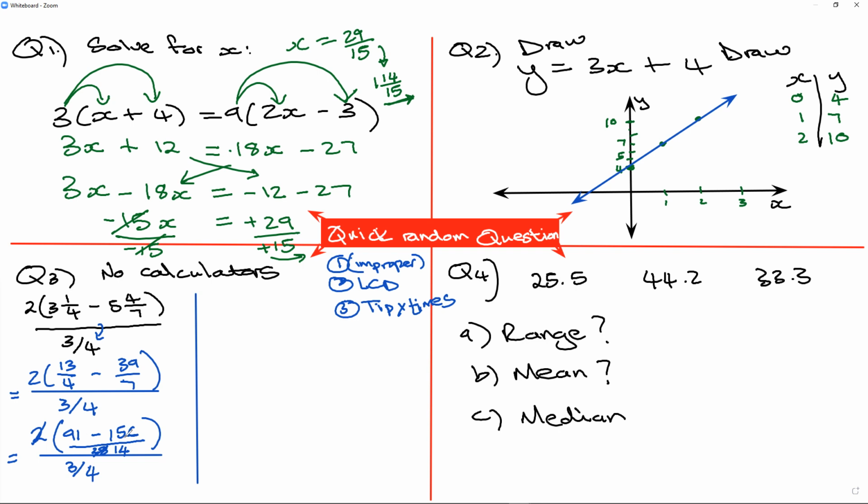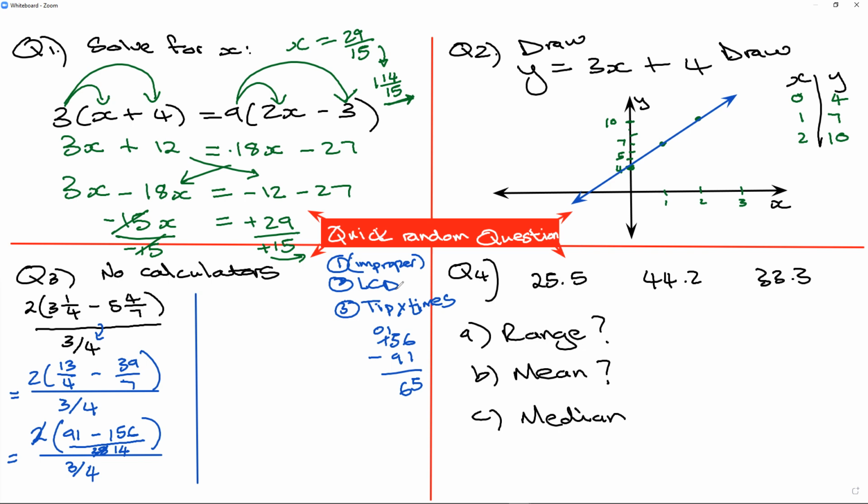And 91 minus 156, just imagine I don't have a calculator, right? It's actually 156 minus 91 in reverse. So if I take 156 minus 91, I'll end up with a negative value. If you have some working out paper somewhere, let's just work it out over here. So 156 minus 91: 6 minus 1 is 5, 5 minus 9 you can't, you borrow from the 0, 15 minus 9 is 6, so 65, but it's the other way around, so it'll be negative 65 over 14.